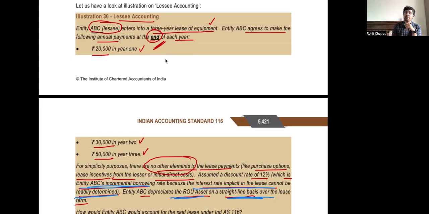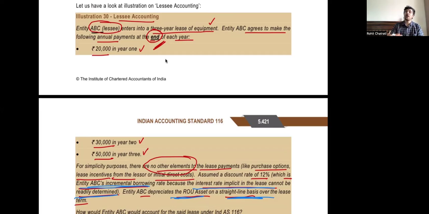Therefore, the 20,000 payment for year one is going to be made at the beginning of year one. Beginning of year one basically represents today, which is year zero. Same way, 30,000, which is the payment for year two, is going to be made at the beginning of year two. Beginning of year two is the same as end of year one. Similarly, 50,000, which is the payment for year 3, is going to be made at the beginning of year 3 or end of year 2.